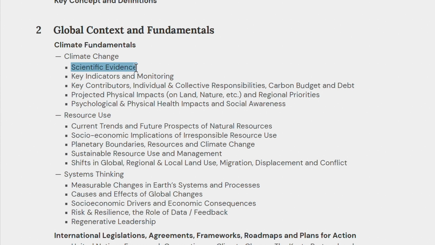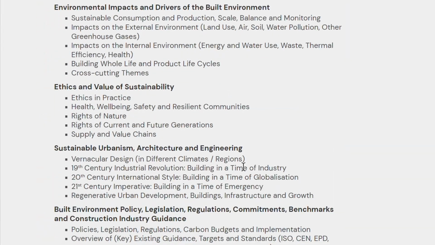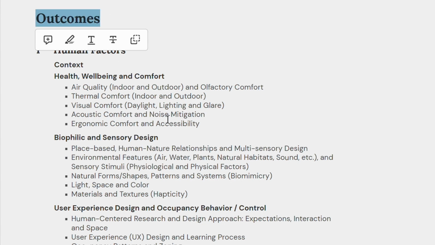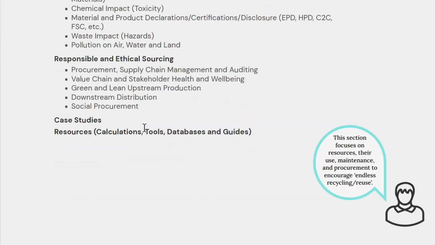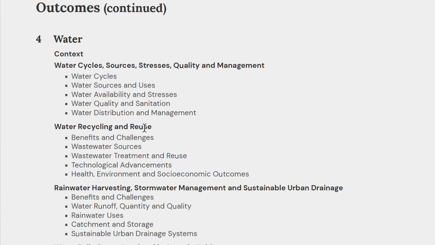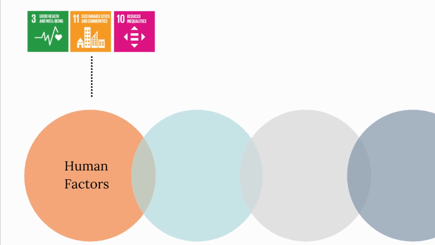The framework is organized into a background section that provides guidance to the essential knowledge that relates climate change to the built environment. And that includes knowing about the scientific evidence, the international legislation, the global policies, etc. These are also the common threads to all these themes and cover SDGs 8 and 17. And then an outcome section which specifically focuses on these 6 overarching themes and breaks them up into sub-themes that need to be considered. The first section is human factors, and it ensures that 3 UN SDGs are met, which are 3, 11, and 10.